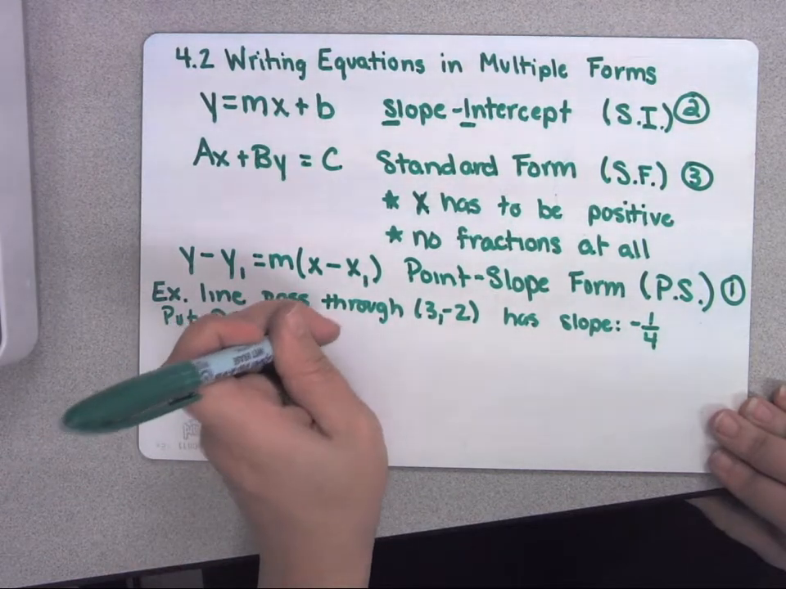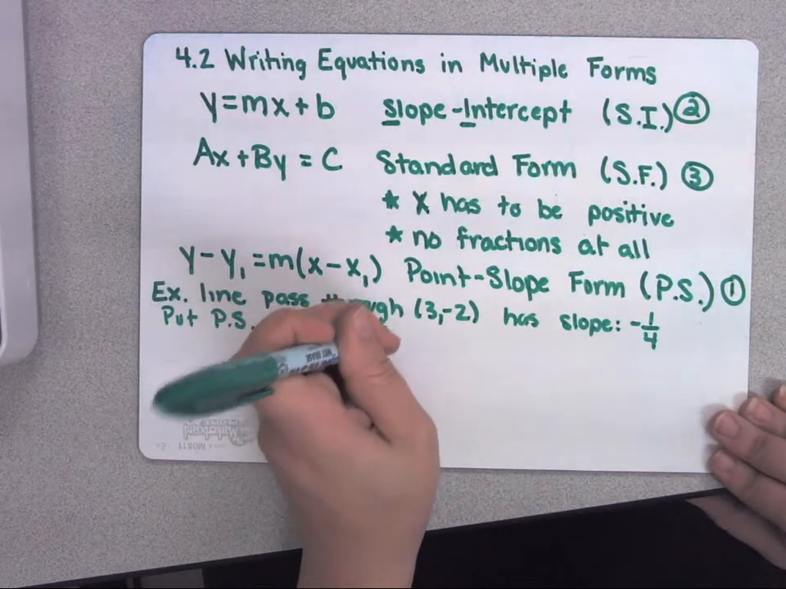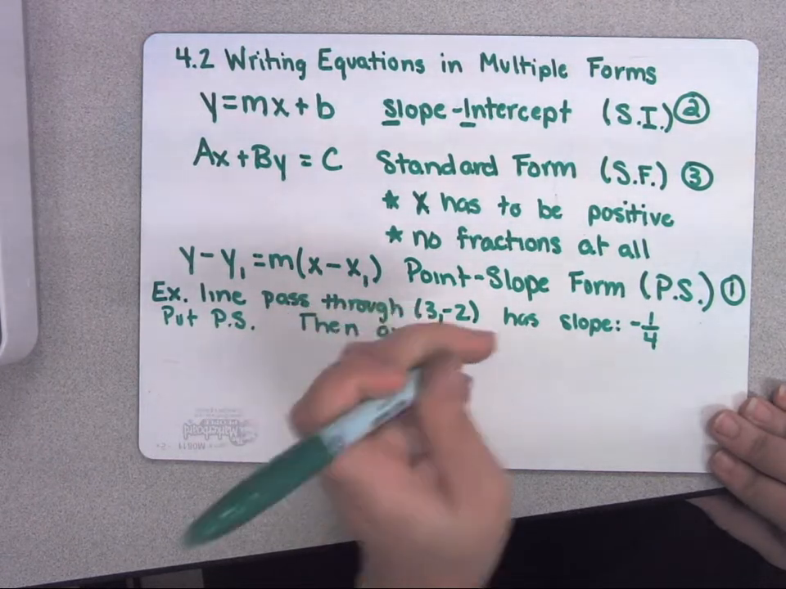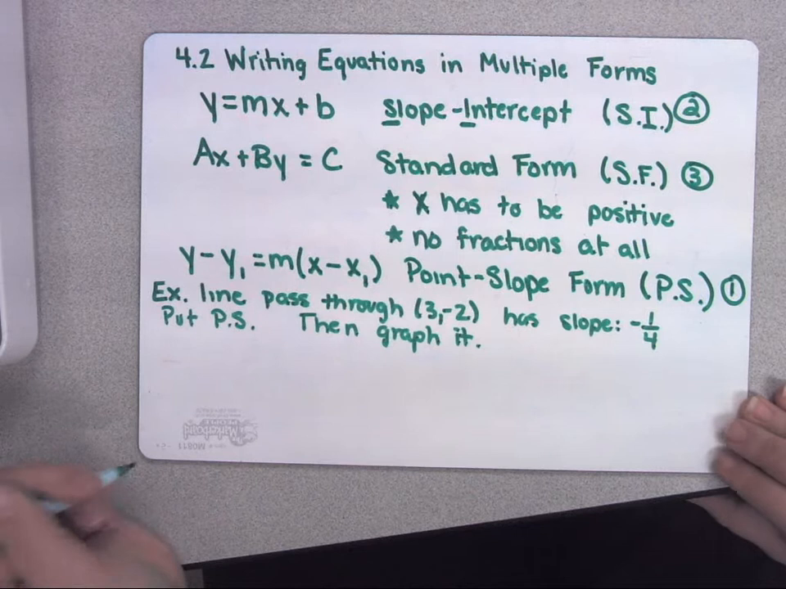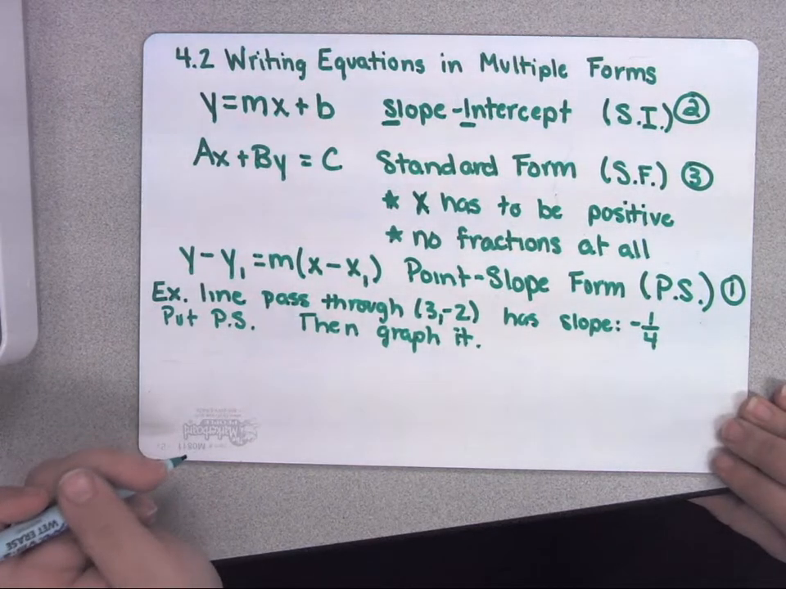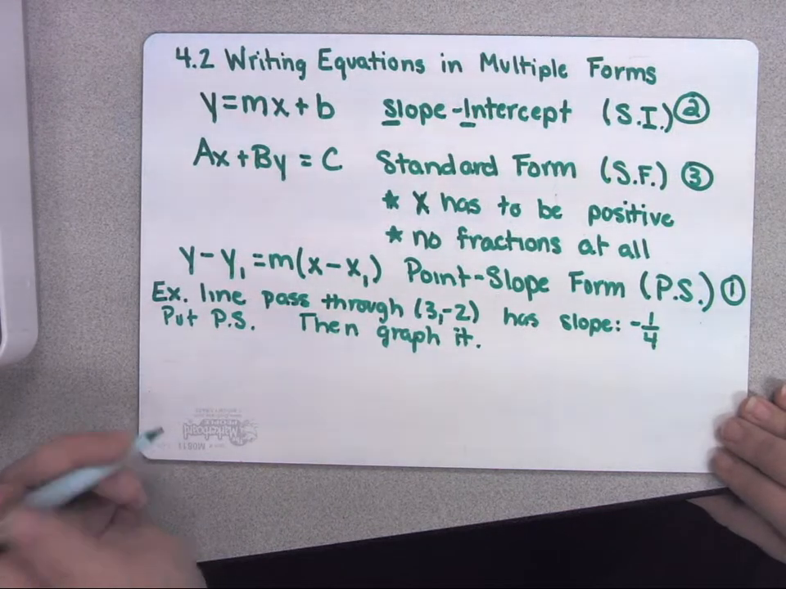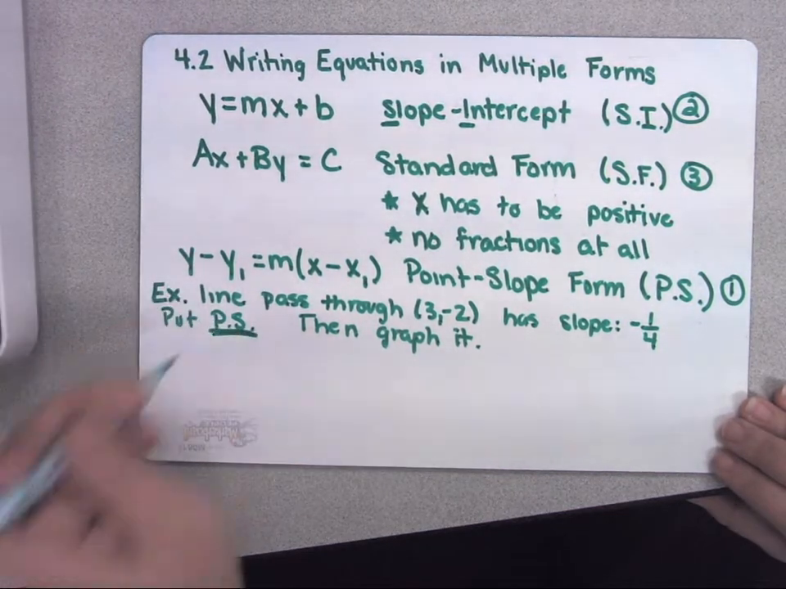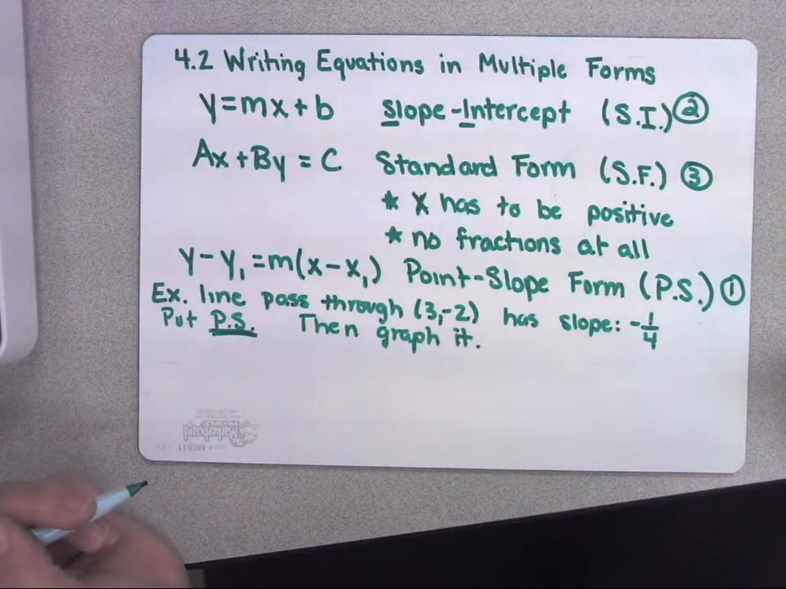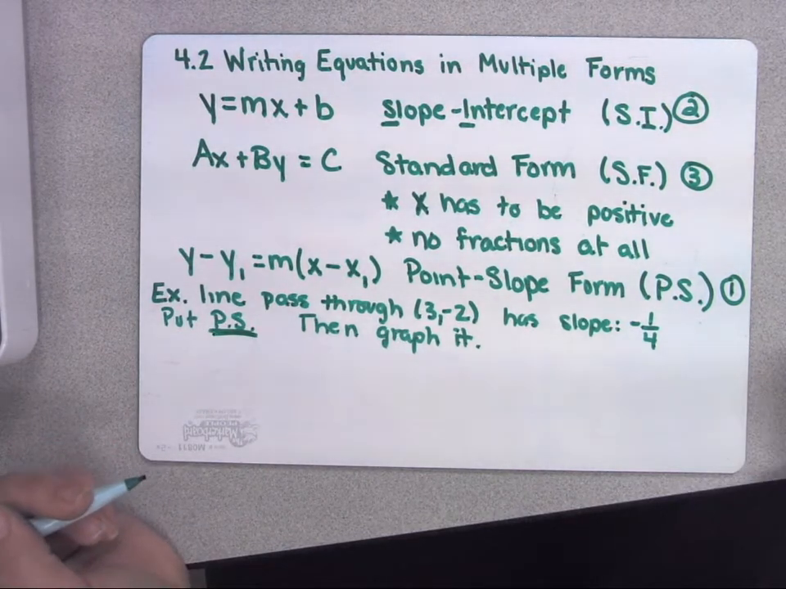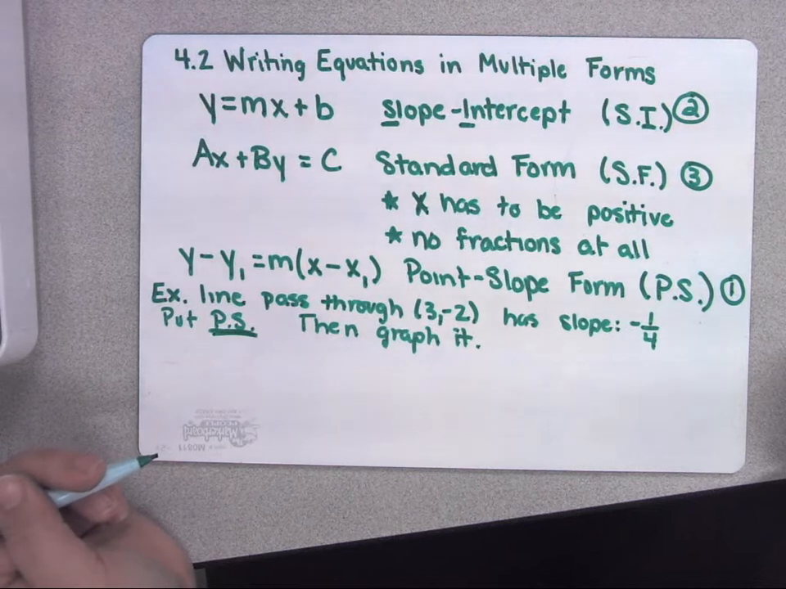Then, dirty words coming up, graph it. I said the G word, I'm sorry. I couldn't help it. It's what it told me to say. Putting it in point slope form, though, easy. Easy as blinking your eyeballs.